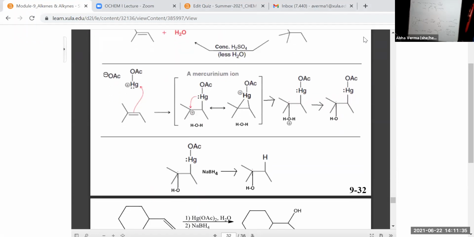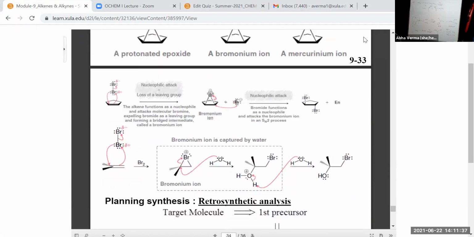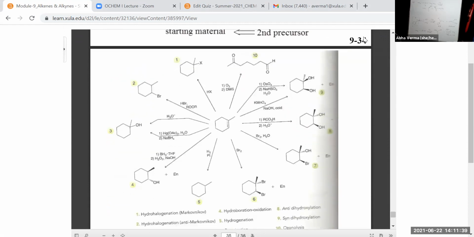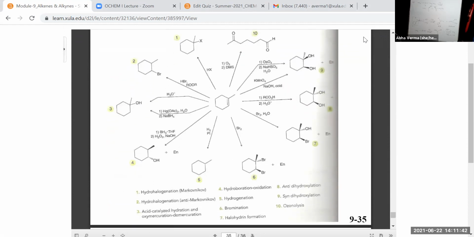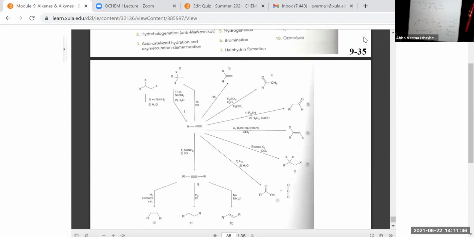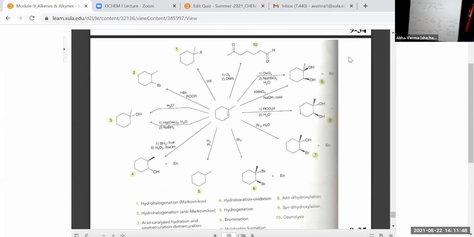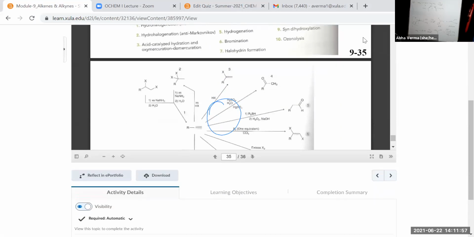So all of the reactions that we have seen have been condensed in your book also, and I have posted the same image in these slides where you can see what all reactions the alkenes can do and what all reactions the alkynes can do.